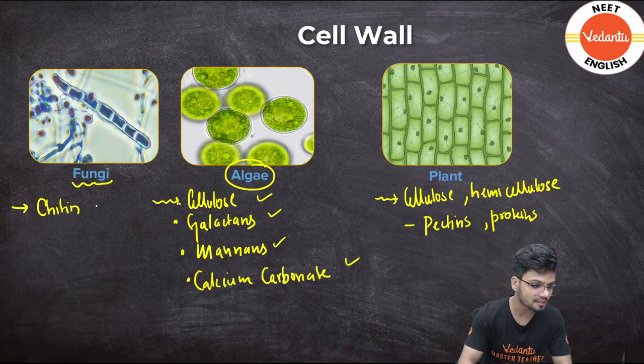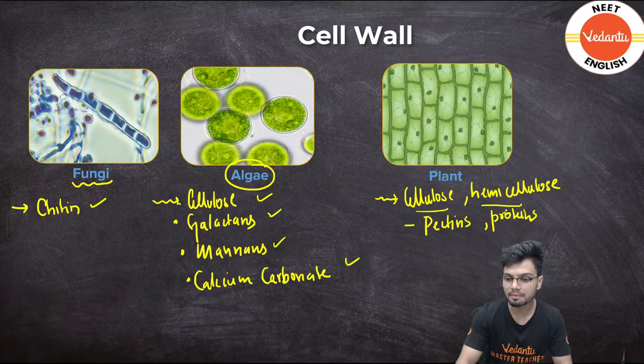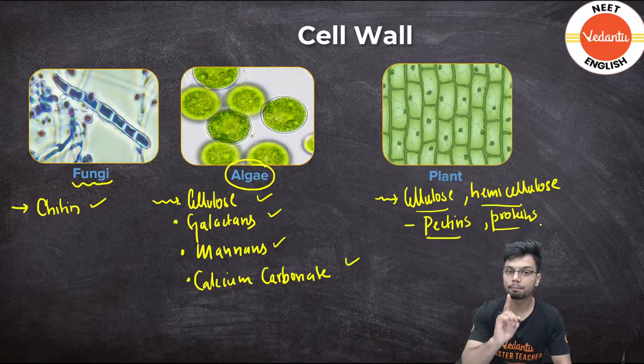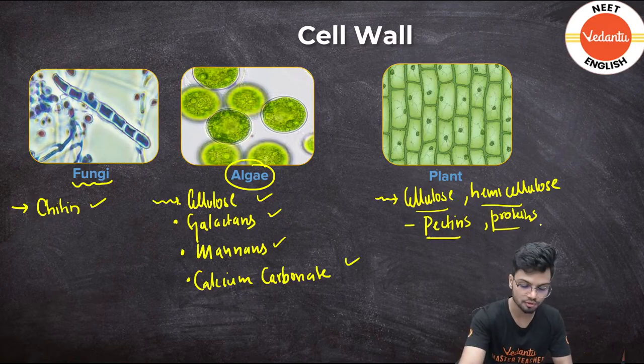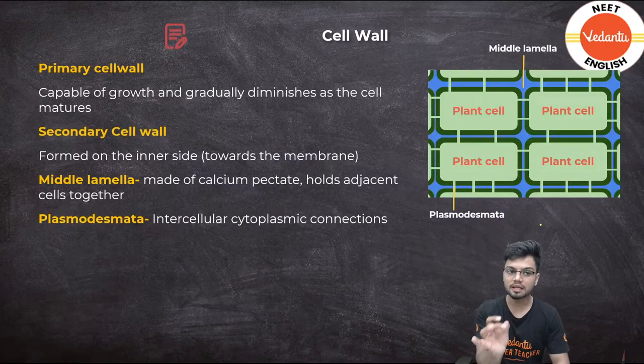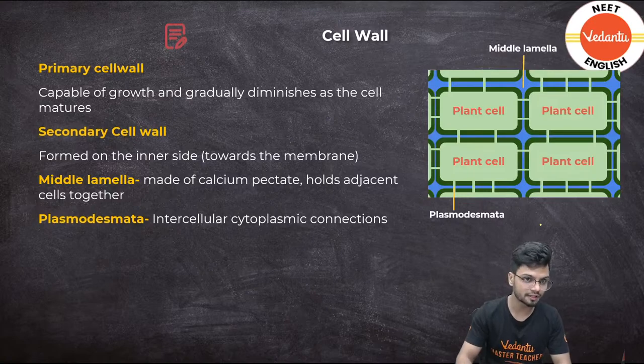In the case of fungus, it is made up of chitin. In the case of plants, it's made up of cellulose, hemicellulose, pectins, and proteins. This is the cell wall composition. Now, this is the important part which I've written down already here.